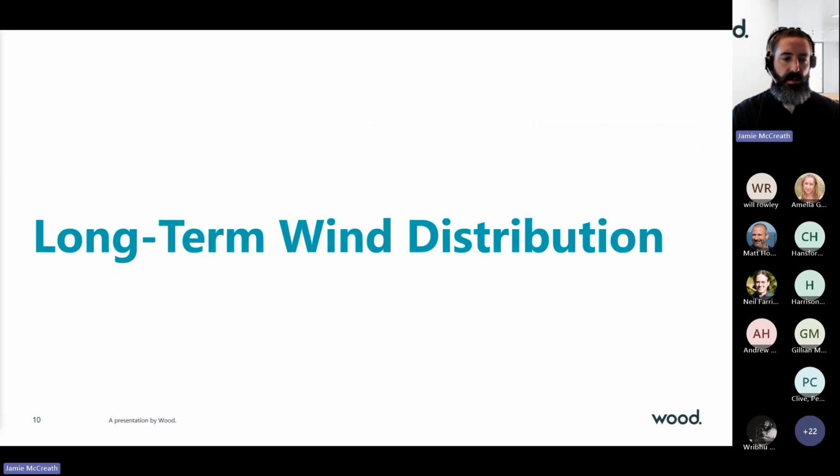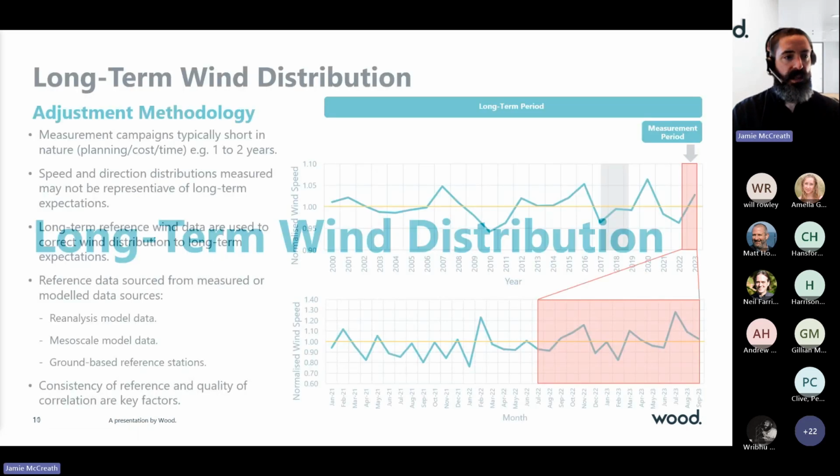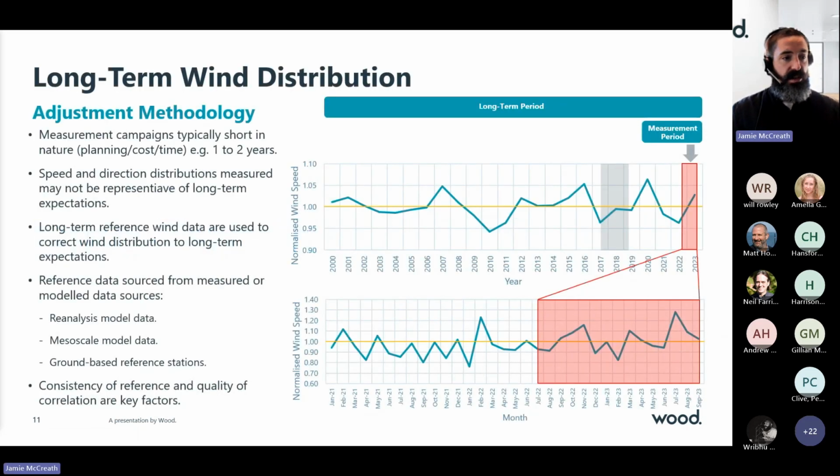Once we produced the short-term cleaned data sets that I provided a summary of, the next stage is to look at how representative they are of long-term expectation. As I mentioned, measurement campaigns are typically short in duration. You would require a minimum of 1 year to provide a seasonally balanced data set. 2 years is much better or ideal.